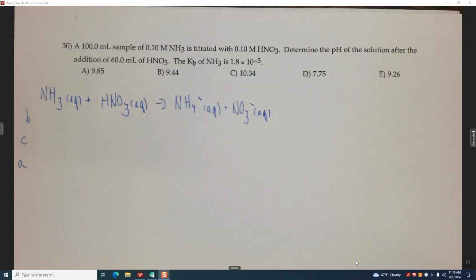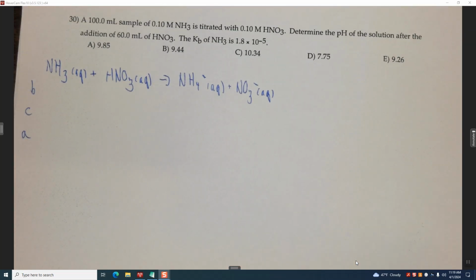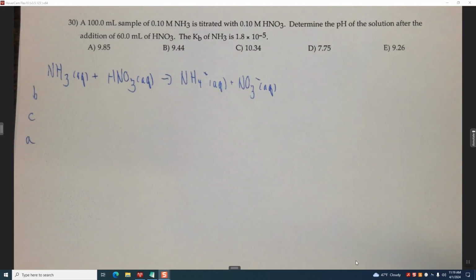All right, so if you haven't watched the few previous problems, it's probably better to start with those because this one is the most complicated. It says, if a sample of 100 milliliters of 0.1 molar ammonia is titrated with 0.1 molar HNO3, determine the pH of the solution after the addition of 60 milliliters of HNO3, and then it gives us the Kb of NH3. So, when we do this, there are several things to keep in mind.